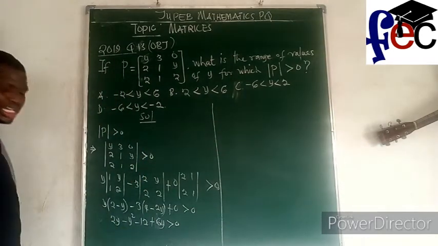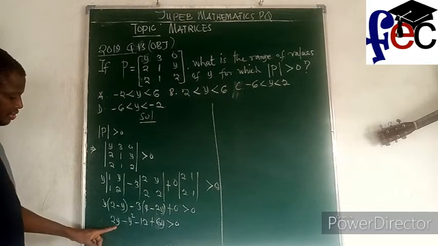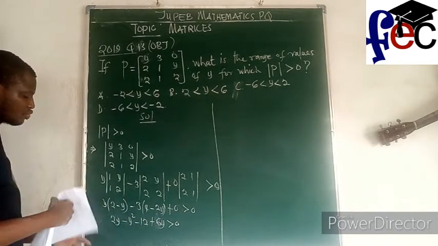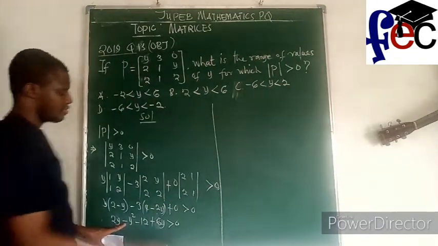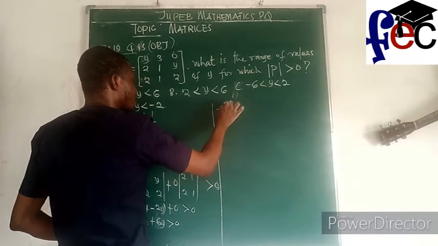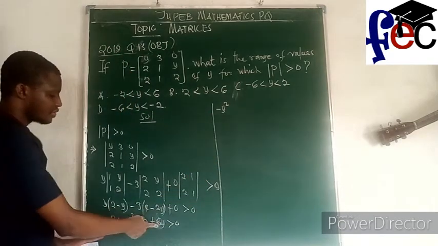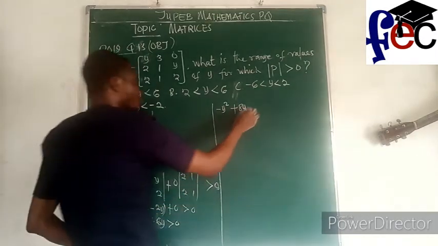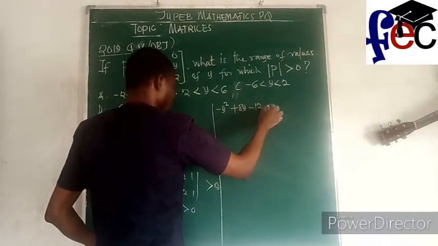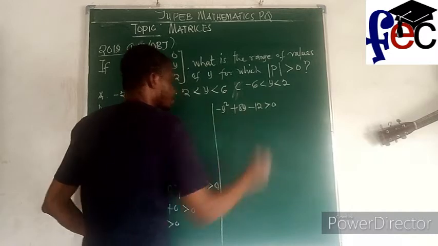Alright. Can we collect like terms? Yes, we can. What do we have? 2y and 6y will give me 8y. So I have, look at this. Minus y squared. 2y plus 6y is 8y. Then I have minus 12. This is what? Greater than 0.